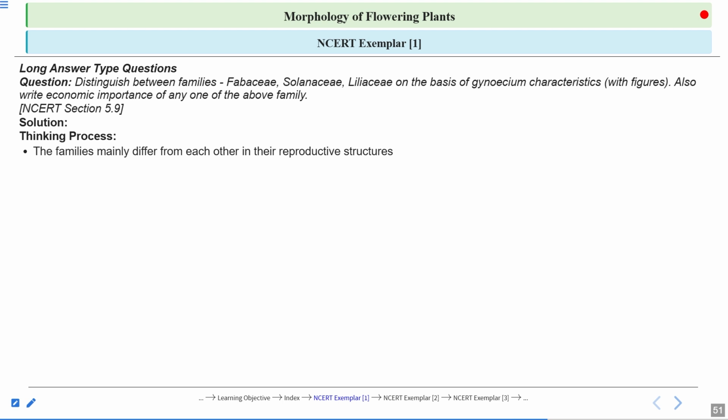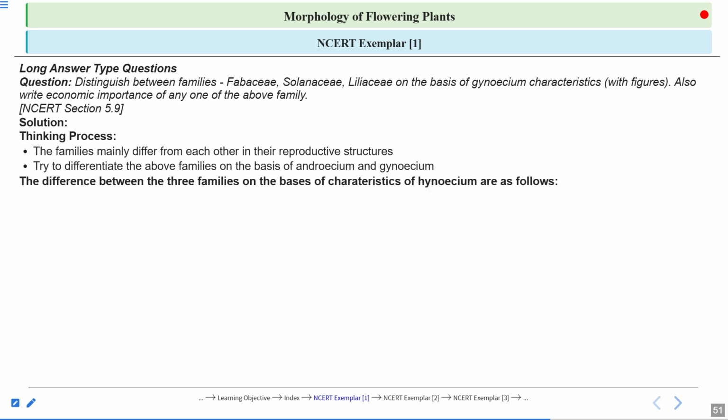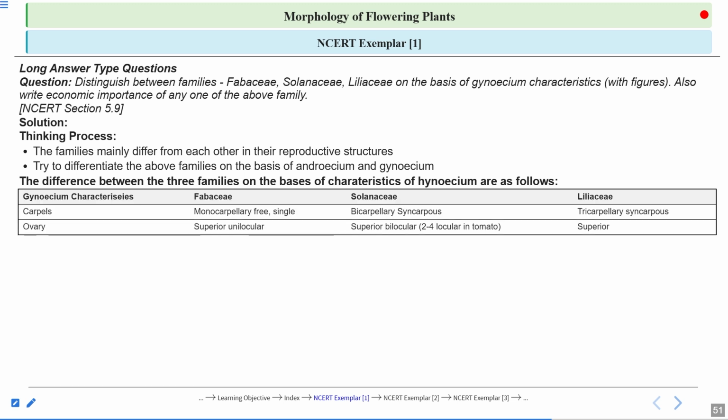The families mainly differ from each other in their reproductive structure. Mostly you see the difference in their reproductive structure. So try to differentiate the above families on the basis of androecium and gynoecium. The difference between the three families on the basis of the characteristic of the gynoecium are as follows. So here you can see gynoecium characteristic, there is the carpels and there is the ovary.